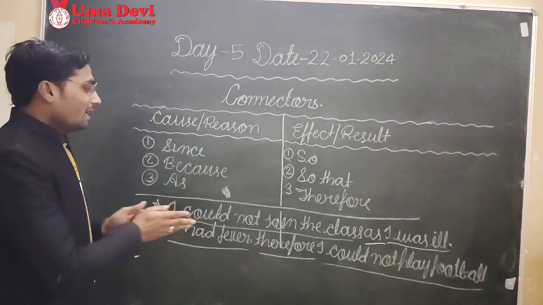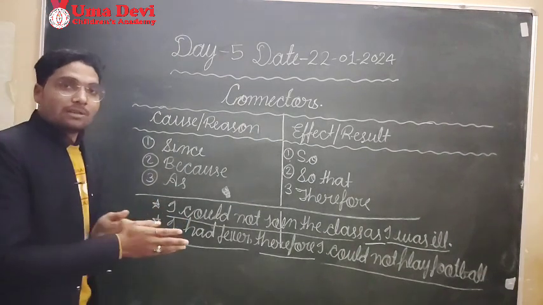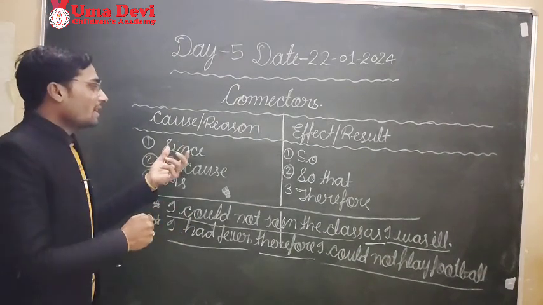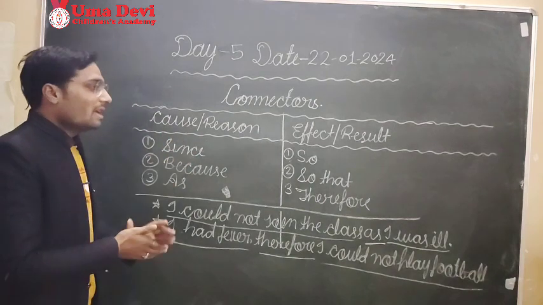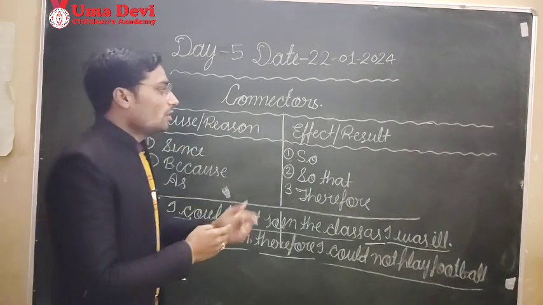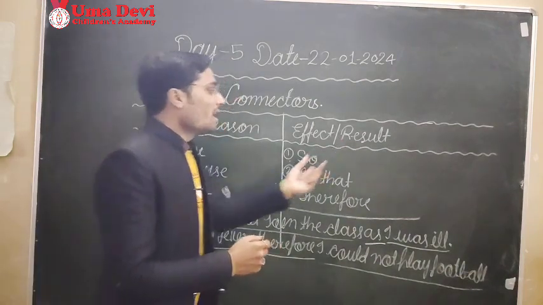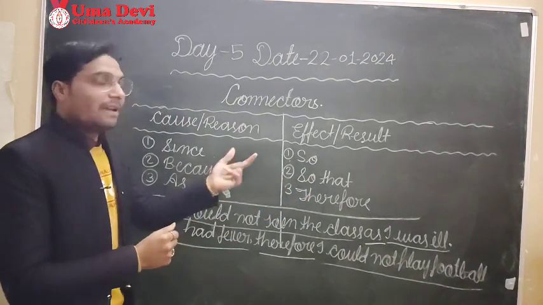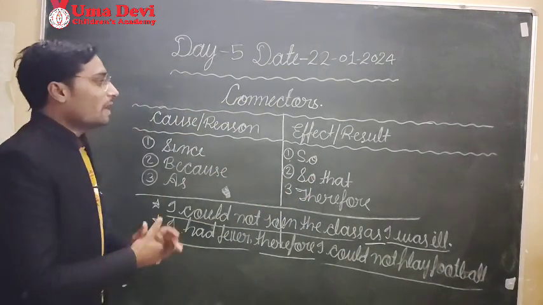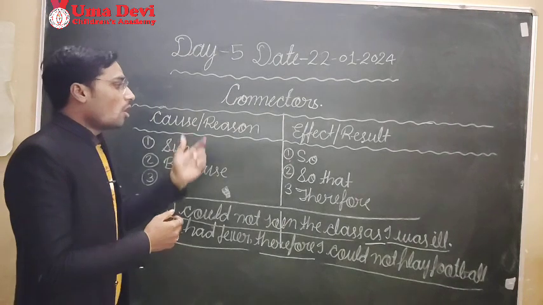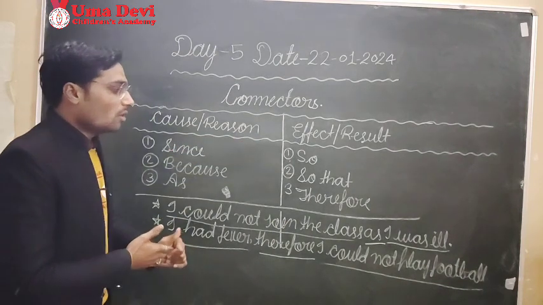Whenever we use a connector for showing cause, that is known as a connector of cause or reason. If we use the connector to show effect or result, that is a connector of effect or result. So these are two types of connectors. One shows cause or reason, one shows effect or result.